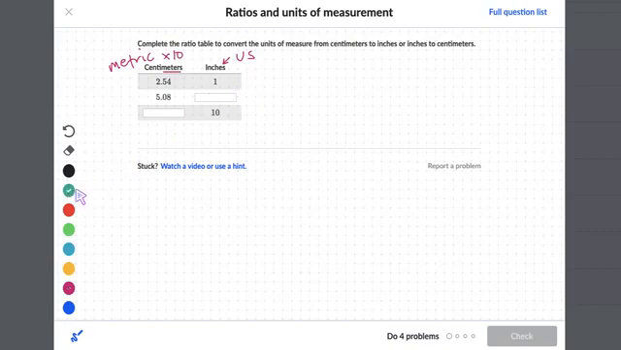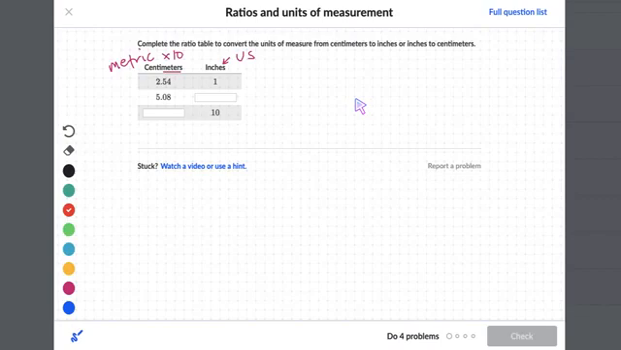So let's take a look at this problem. If I need to convert centimeters to inches or inches to centimeters, I need to use the same concept as I've been using with equivalent ratios.